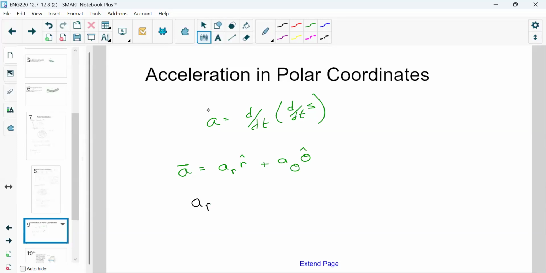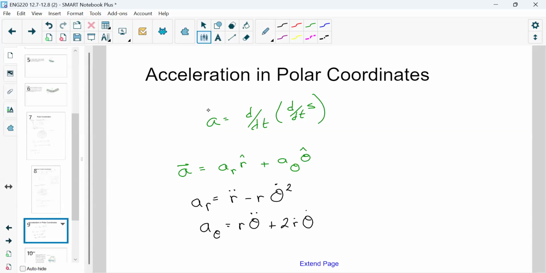So a sub r is then r double dot, the second derivative, minus r theta dot squared. I then have a sub theta equal to, and you can check me on this, r theta double dot plus 2 r dot theta dot. That's what I'm seeing too. That's what you're seeing as well?